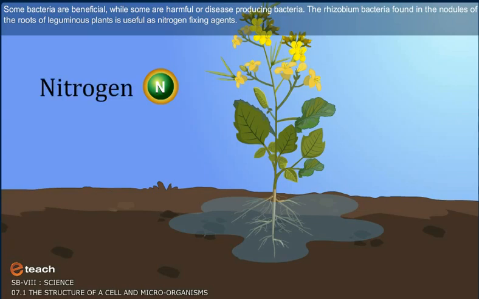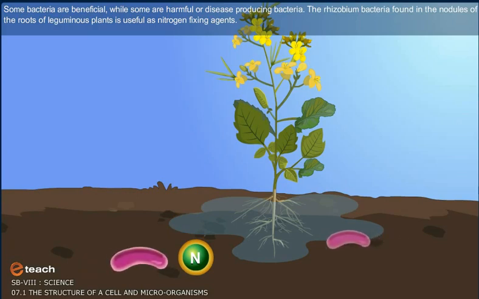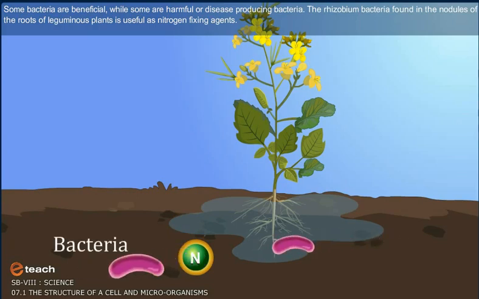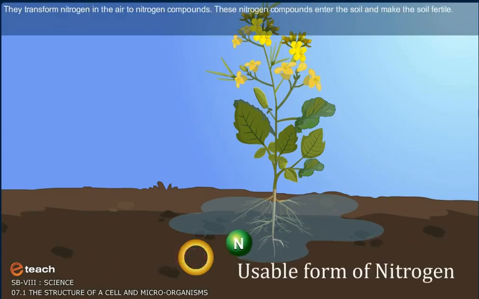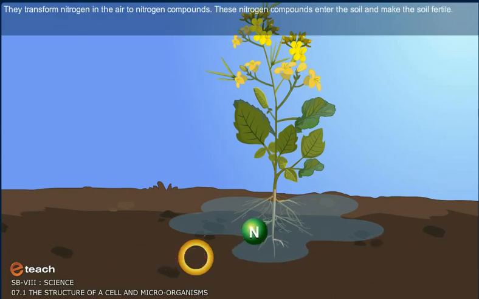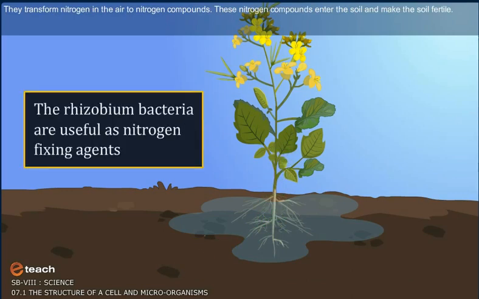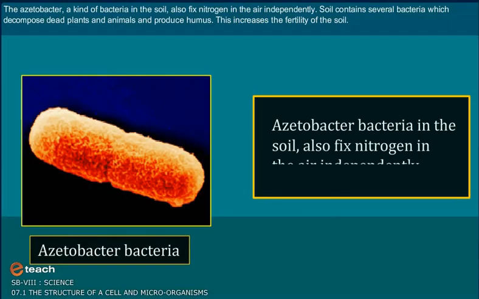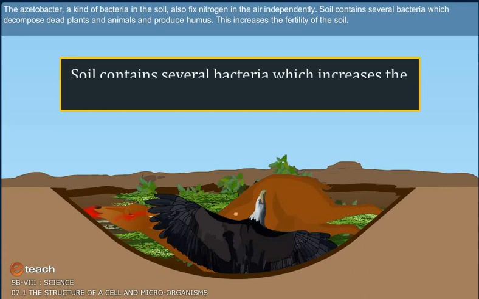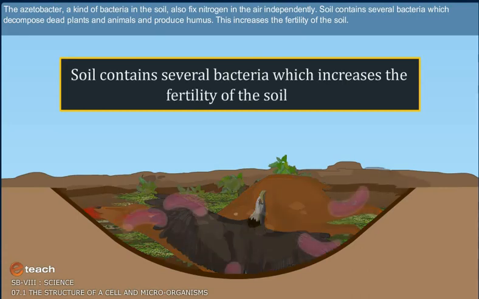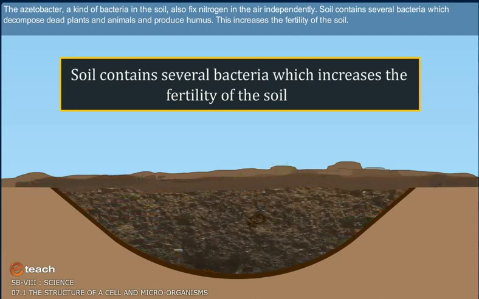The rhizobium bacteria found in the nodules of the roots of leguminous plants is useful as a nitrogen-fixing agent. They transform nitrogen in the air to nitrogen compounds. These nitrogen compounds enter the soil and make the soil fertile. The Azotobacter, a kind of bacteria in the soil, also fixes nitrogen in the air independently. Soil contains several bacteria which decompose the dead plants and animals and produce humus. This increases the fertility of the soil.